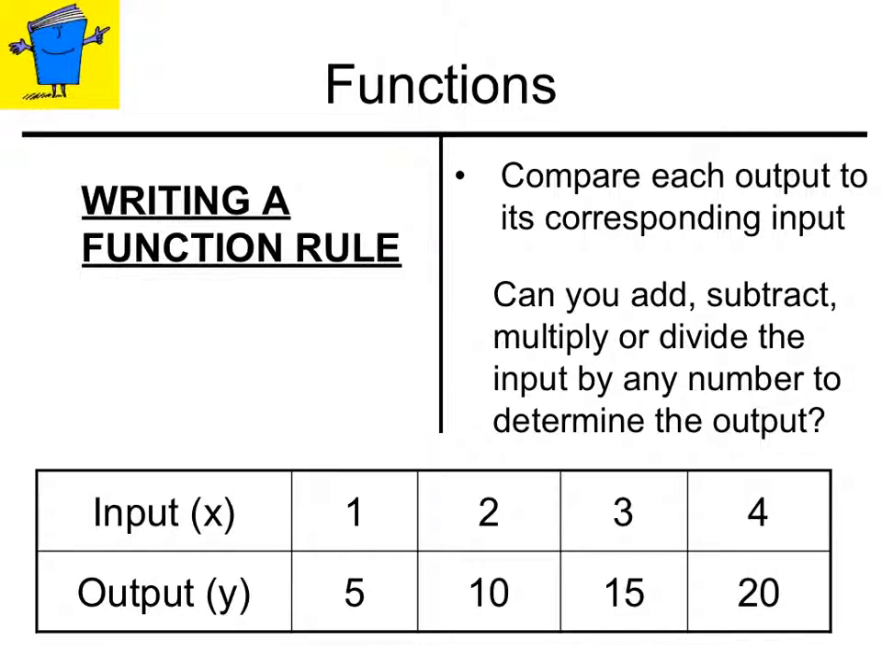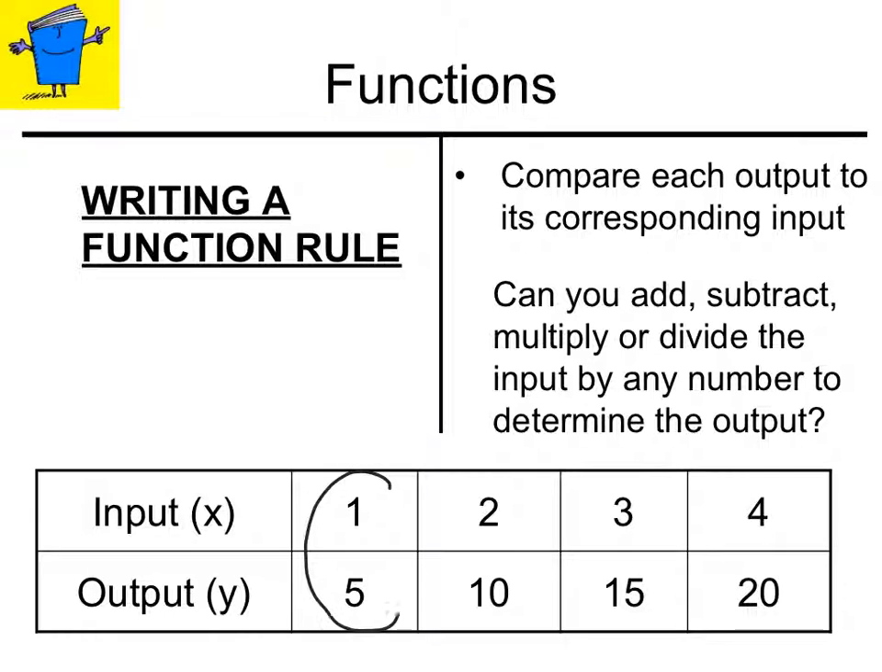So if you can create a table from a function rule, you can do the reverse, and that is to write a function rule if you're given a table. So the first thing you need to do is compare each output to its corresponding input. And you ask yourself the question, can I add, subtract, multiply, or divide the input by any number to determine the output? And again, I think of my function box.